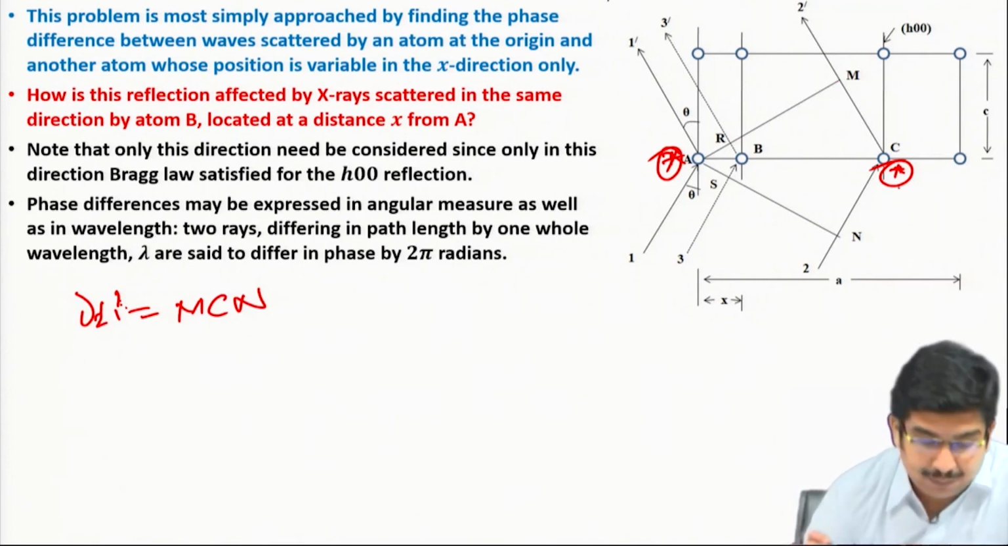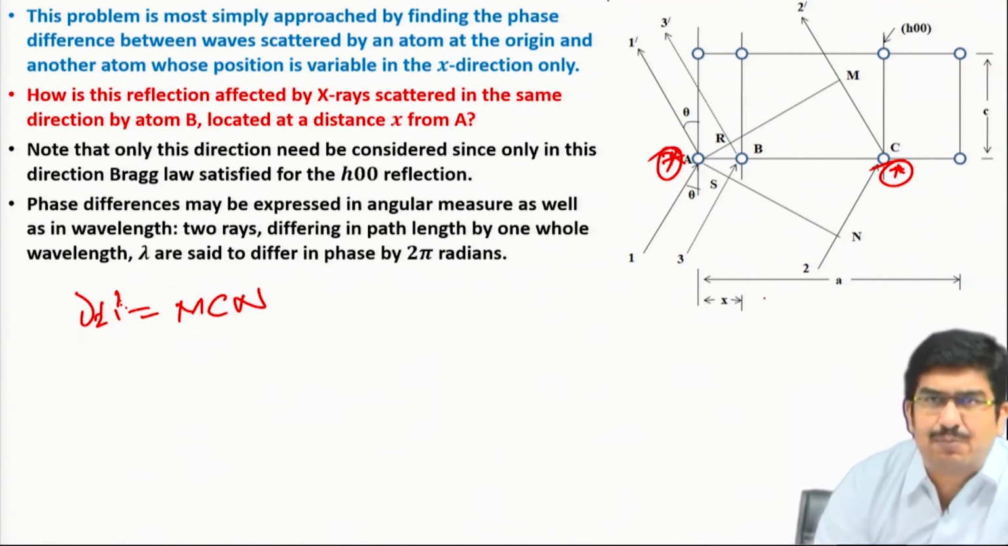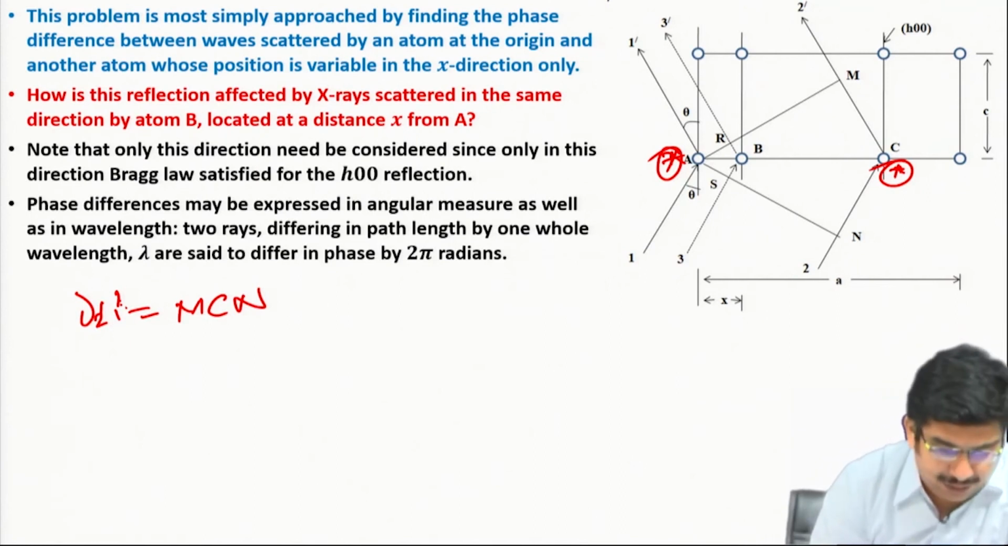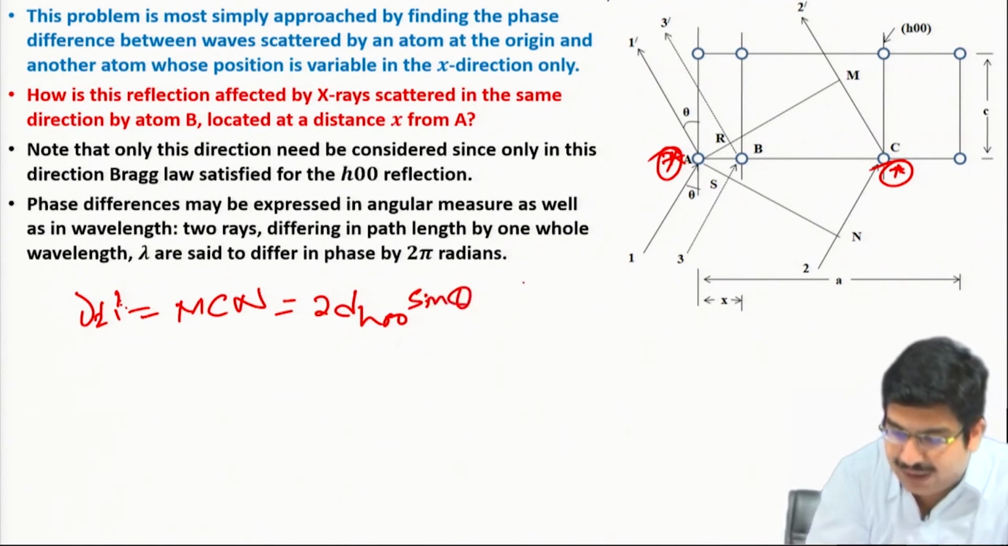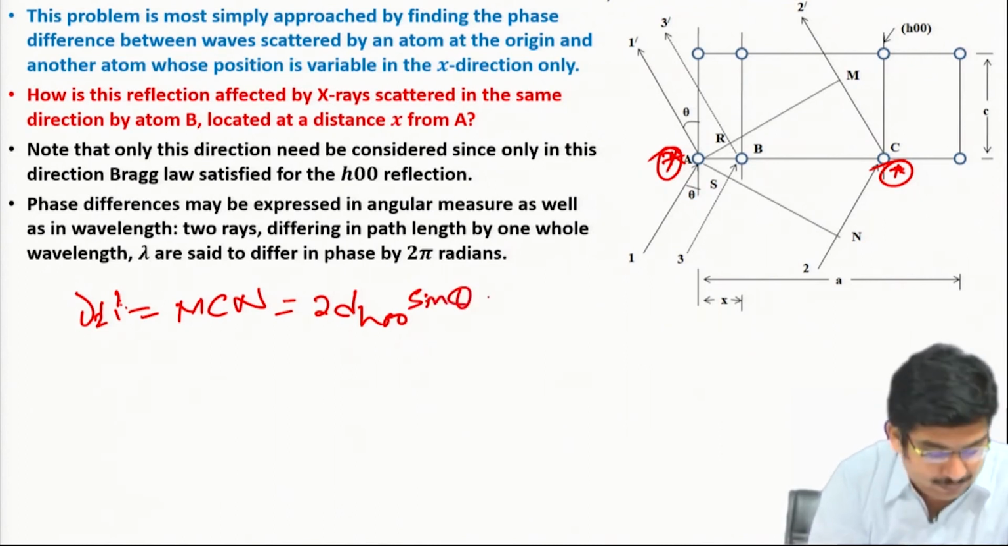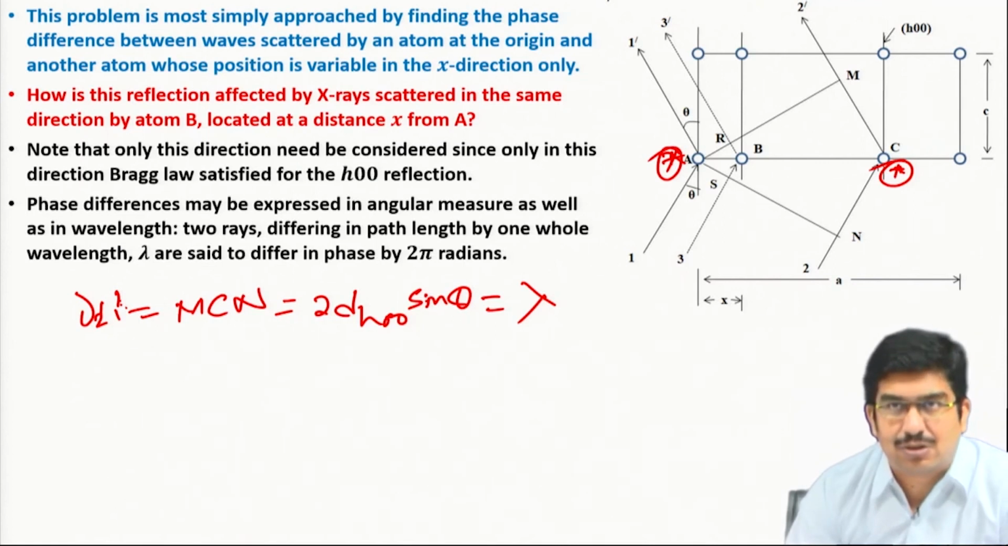This is the path difference between the rays 1 bar and 2 bar. This is basically the way we prove X-ray Bragg's law here. So we can write this as 2d sin theta, since this is from the h00 plane, and theta is the incident angle, and this should be an integral multiple of lambda, because Bragg's law is satisfied. That is what I imagine, that Bragg's law is satisfied for this h00 type of plane.